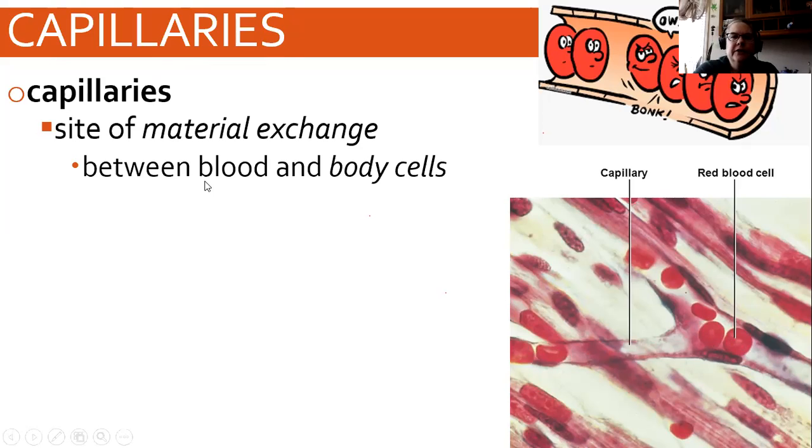All right. So material exchange happens between the blood and the body cells. All right. So I just want to ask you guys a question here. What are the body cells collecting from the blood? Okay. So the capillaries are transferring something to our body cells. What are they giving our body cells? So you just put that in the chat. Don't all answer at once.